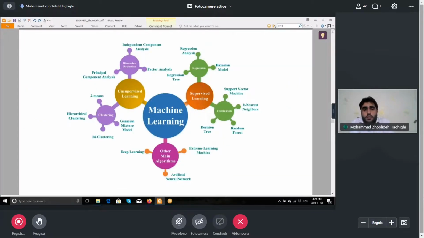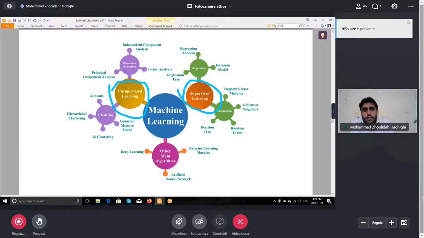I really like this slide because in a single slide, you can have a view of machine learning. If you consider machine learning as the central concept of this slide, it's mainly divided into two branches: supervised learning and unsupervised learning. Supervised learning can be divided into two main parts, regression and classification. You can see here different algorithms, for example, support vector machine, k nearest neighbors, decision tree, and for regression, regression analysis, regression tree, and other algorithms. On the left branch, you can see unsupervised learning, which I will explain in more detail.